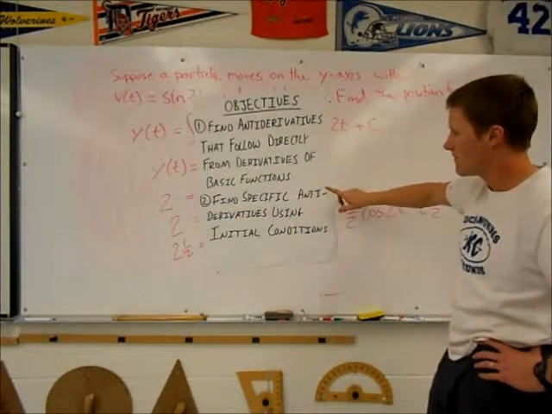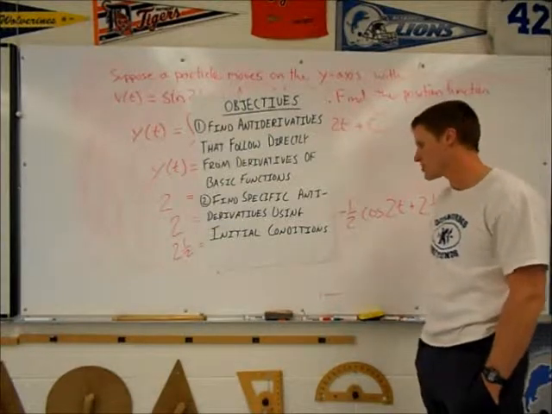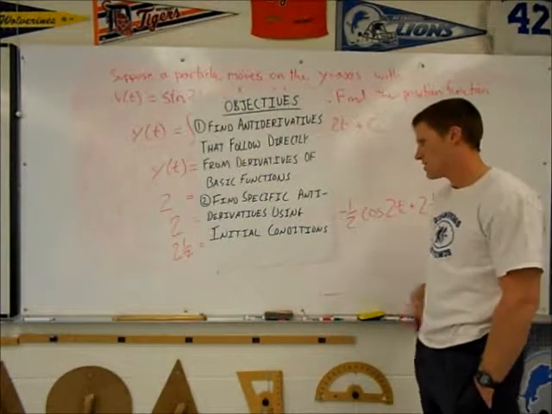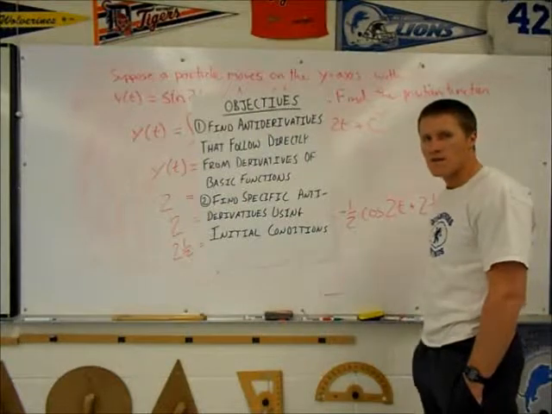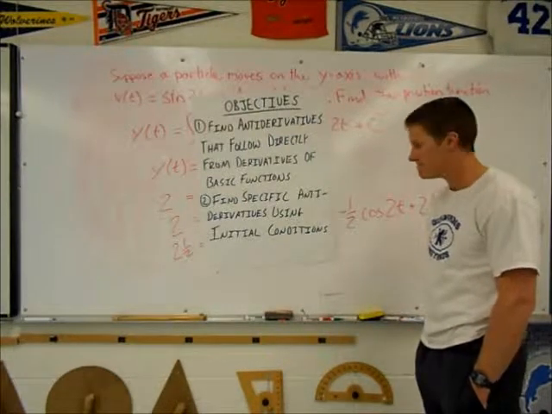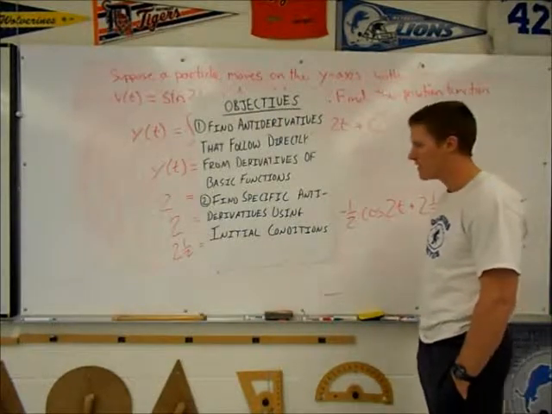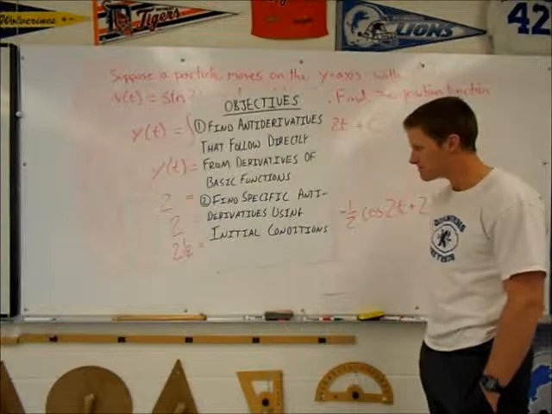Rate yourself. Also on number 2, find specific antiderivatives using initial conditions. Take a moment, put down where you are in that. Scale of 1 to 10. 10 being you get it completely, 1 means you have no clue.